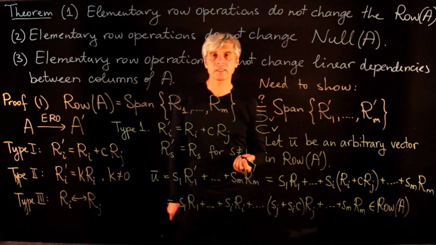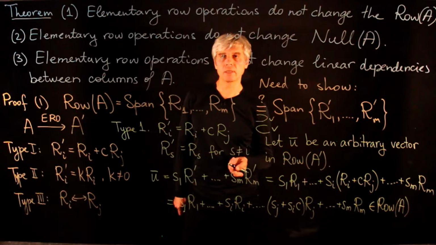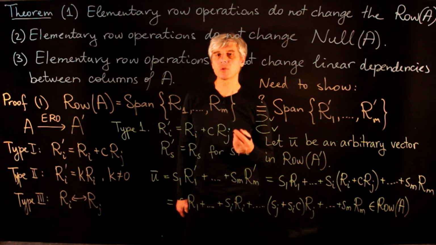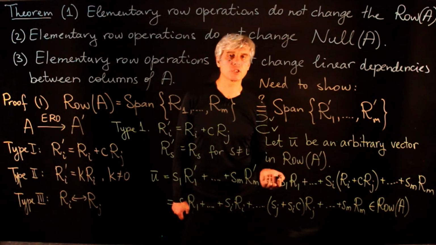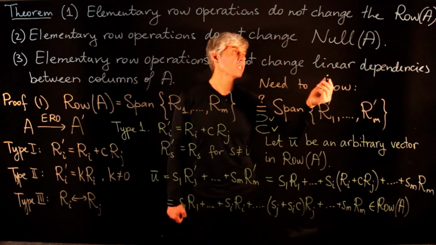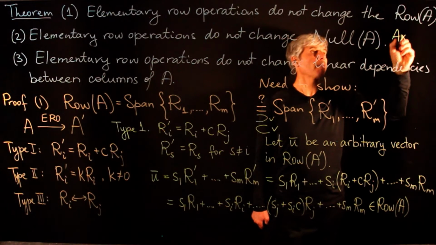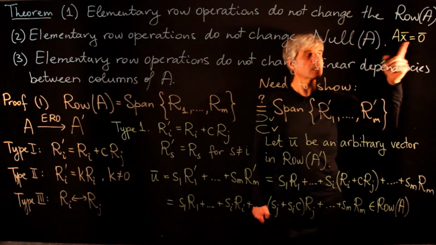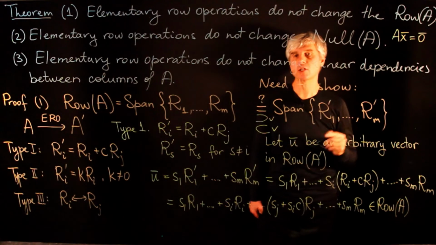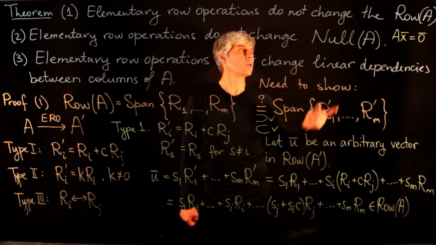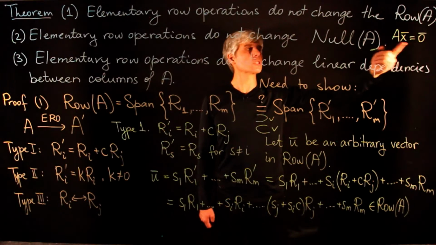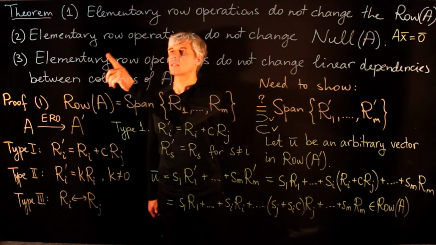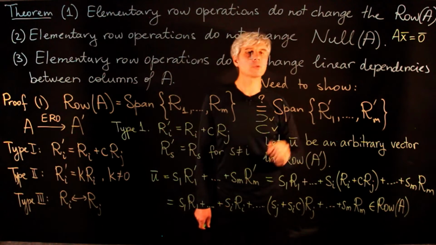Now, the second statement is something that we already proved. So when we justified our Gaussian elimination method, we had to show that the set of solutions of a system of linear equations does not change when we apply elementary row operations. And here we consider a special case. So we'll just look at the solution set with the zero right-hand side. And since the solution set does not change when we apply elementary row operations, and a null space is the solution set of this system of linear equations, this means that we already proved that elementary row operations do not change the null space of A.